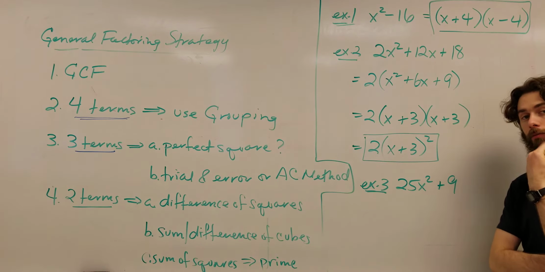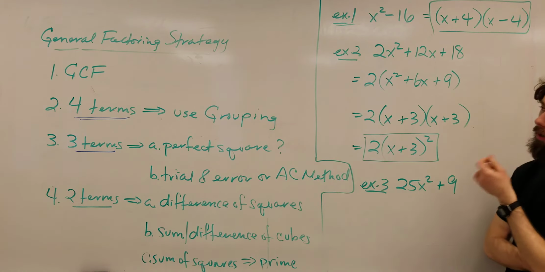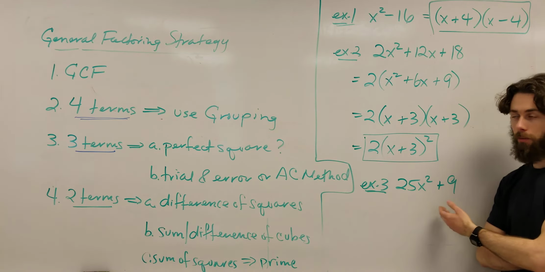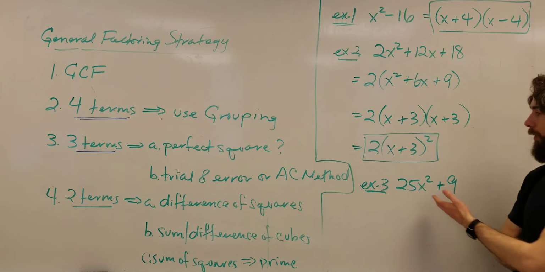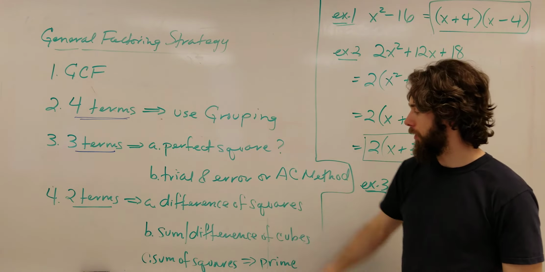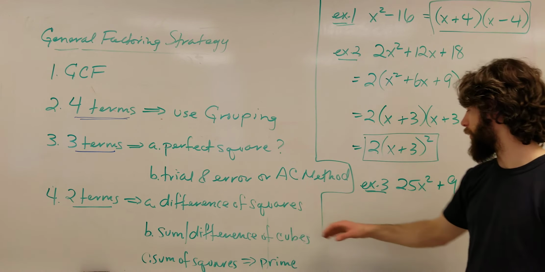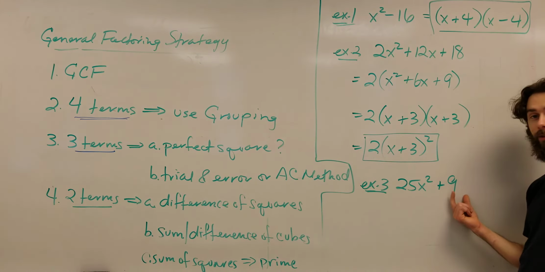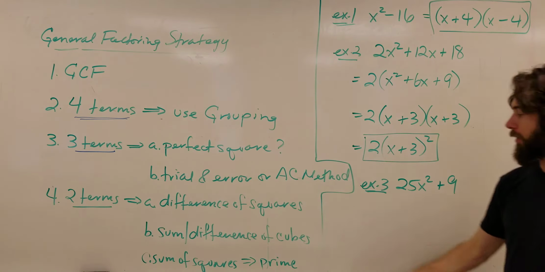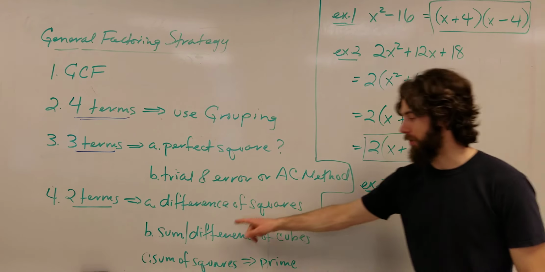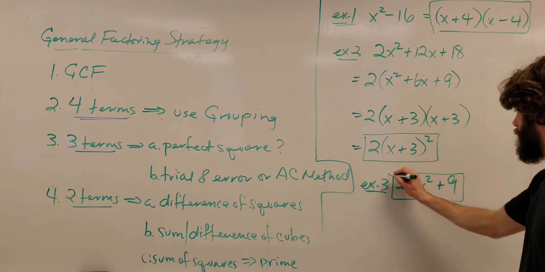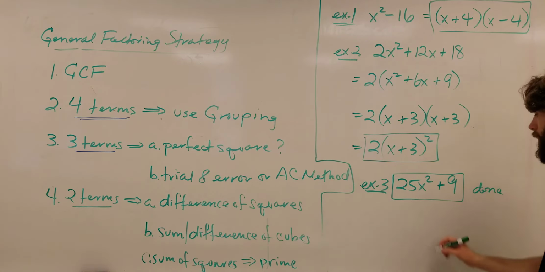Okay, so again, we look at our little algorithm over here. There are no common factors between the two terms other than 1. Then we go down to the option where we have 2 terms. We're dealing with squares, since x squared is our highest power, 25 is 5 squared, 9 is 3 squared. But we have a plus in the middle, so we're actually doing a sum of squares. We're actually done. That's completely factored, because it's prime. Easy, right?